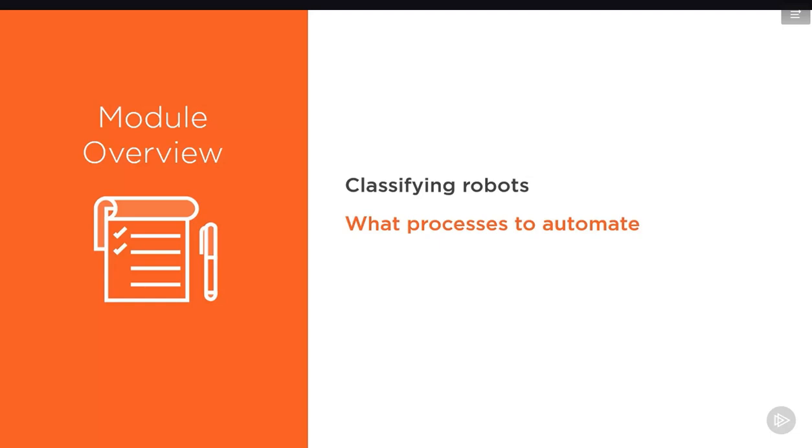Then we'll go into detail about what processes are best automated by the use of software robots. And finally, besides automation, we will look at alternative uses of RPA that might provide a good business case for your organization. Alright then, so let's get started on this module.